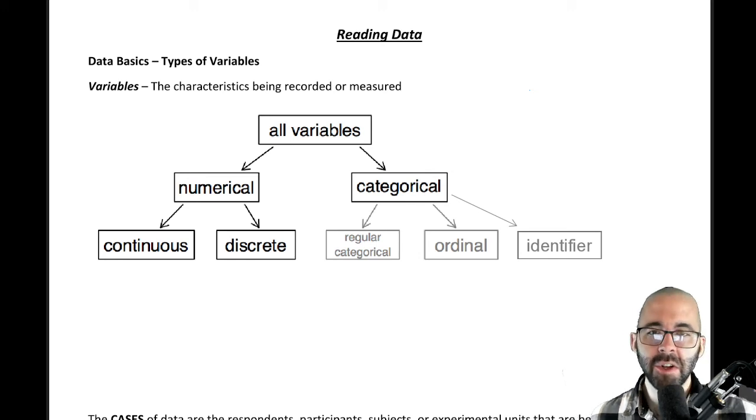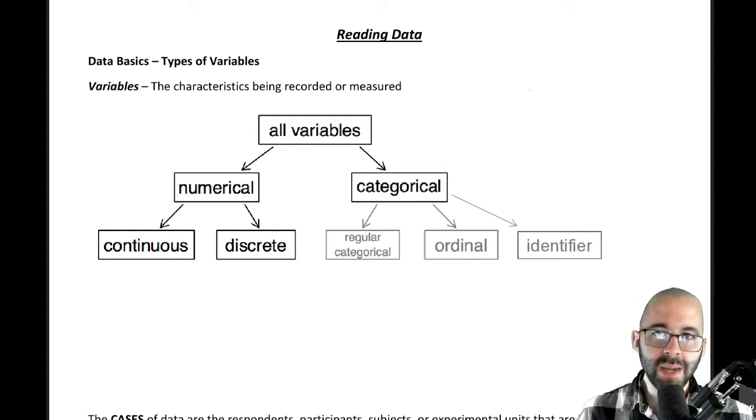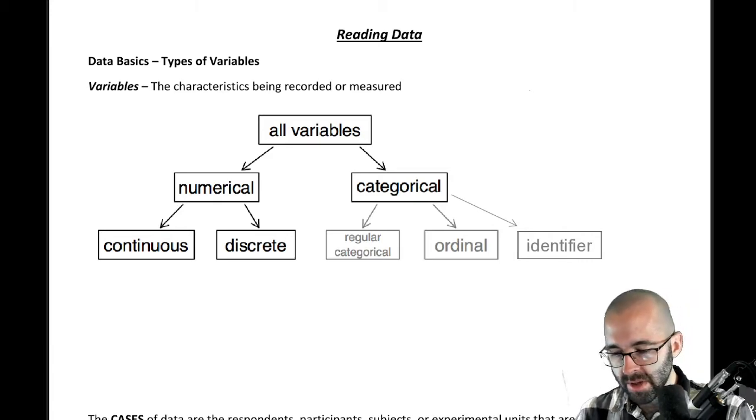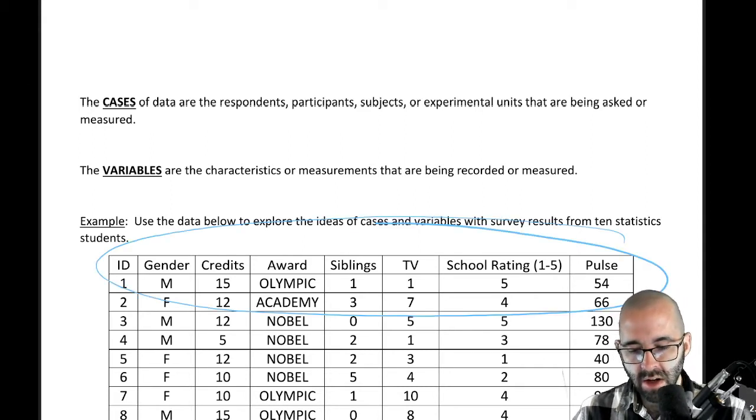All right, so in this next video, we're going to talk about reading data and how to talk about it, how to describe it, and stuff like that. In general, we have different types of variables, and variables just means the characteristics that are being recorded or measured. For example, later on we're going to do an example where we talk about the gender, the credits, the award, the siblings. These are all variables.